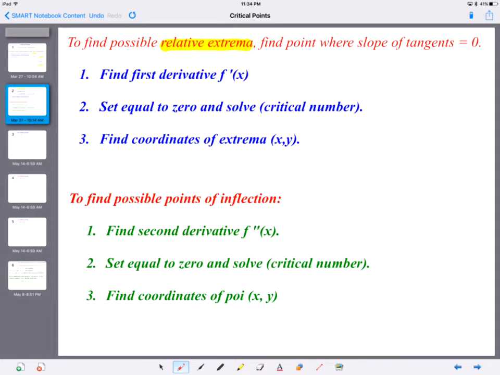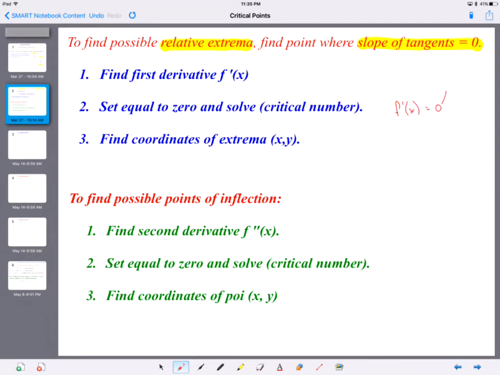So what we're going to do to find these max and mins is find the point where the slope of the tangent is equal to 0. And so to do that, we're going to find the first derivative. And at this point, that's all we've done is found the first derivative. Then we're going to set that derivative equal to 0. Why are we doing that? Why are we taking a derivative and setting it equal to 0?